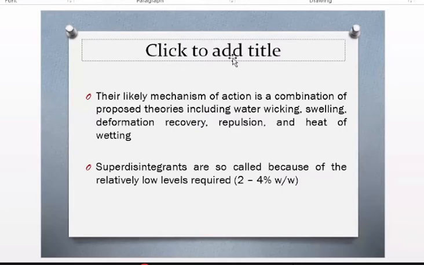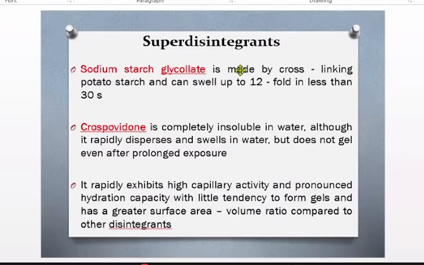Okay, so I've listed some of these examples: sodium starch glycolate, what it is made up of, and it is able to act within 30 seconds. It can swell up to about a 20-fold increase, and that becomes very efficient in causing disintegration. Then you have cross-povidone.